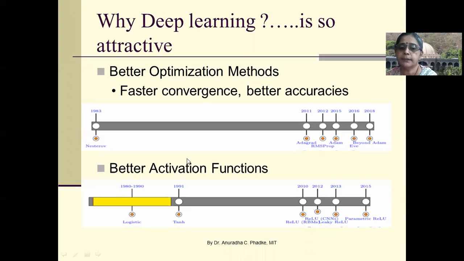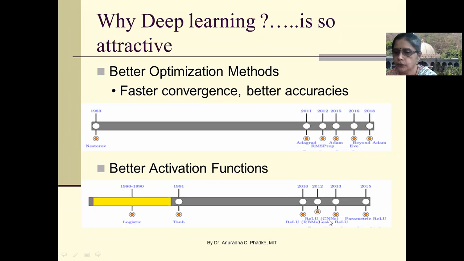Then with deep learning, we need to use some different types of activation functions. Initially we started with the logistic function, or we used a simple threshold function or step function. Then around 1991-92, we started using the sigmoidal function or Banach function. And after 2010, a few other activation functions were introduced, like ReLU, then parametric ReLU, etc.